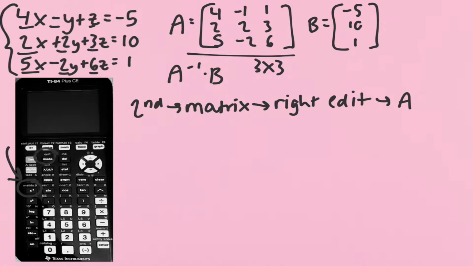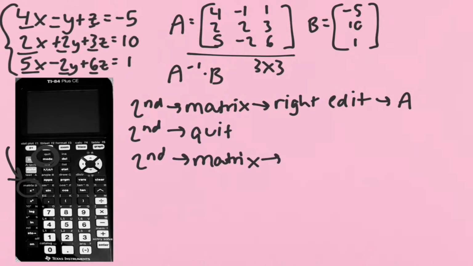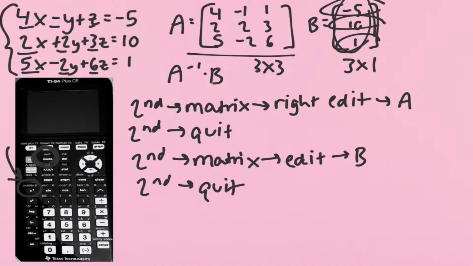And then quit out. That was this button right here. Second mode or second quit. Now matrix A is stored in the calculator, and you're going to store matrix B in the calculator. Second matrix again, and back over to edit. And now we can go to matrix B. Now matrices A and B are stored in the calculator. And remember, ultimately we're trying to do A inverse times B.